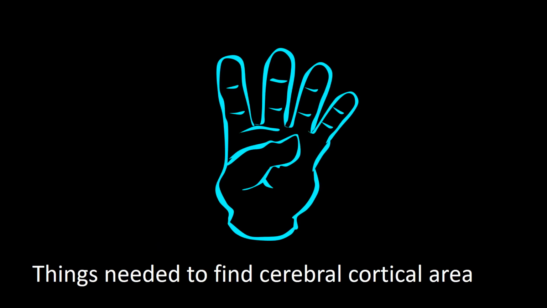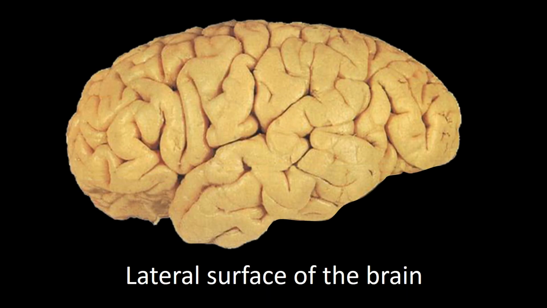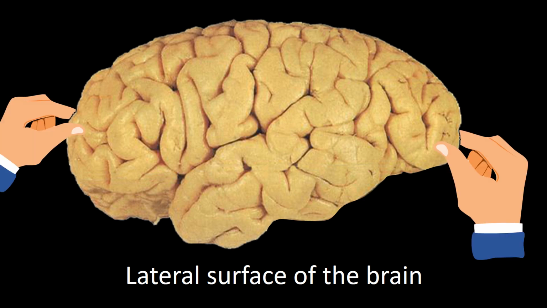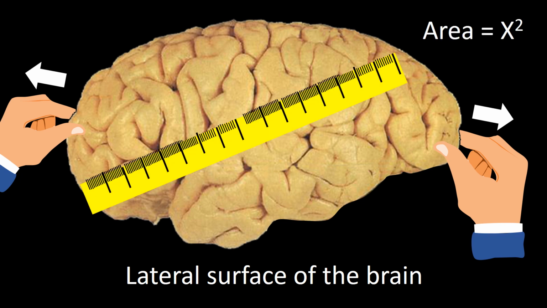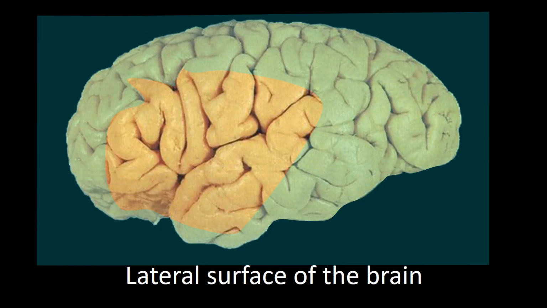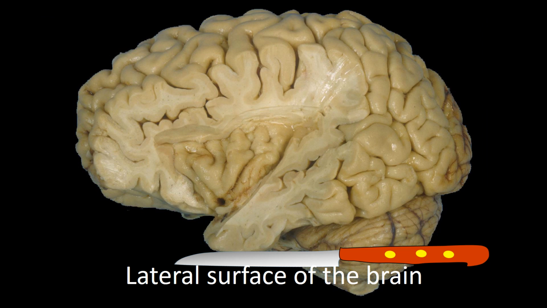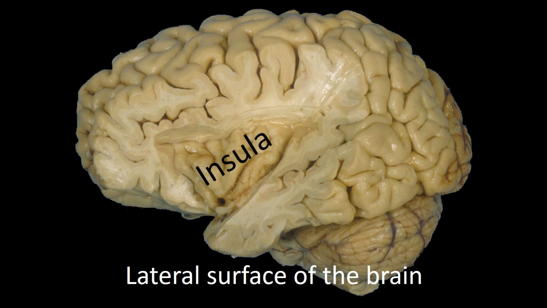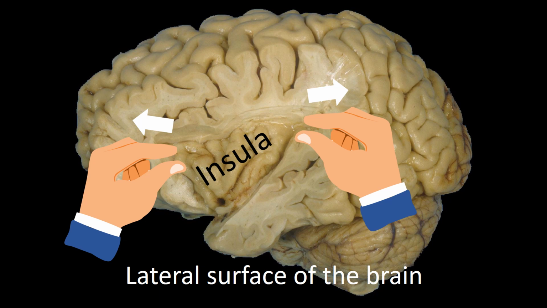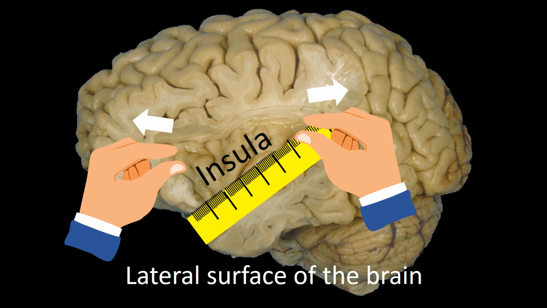Four steps are needed to find the cerebral cortical area. The first one involves the lateral surface of the brain. The lateral surface of the brain must be stretched to iron out all its kinks and then measured to determine its area. The second step also involves the lateral surface of the brain, and it requires performing a parasagittal cut to reveal the insula, then stretching it as we did before for the whole of the lateral surface and measuring it to determine its area.